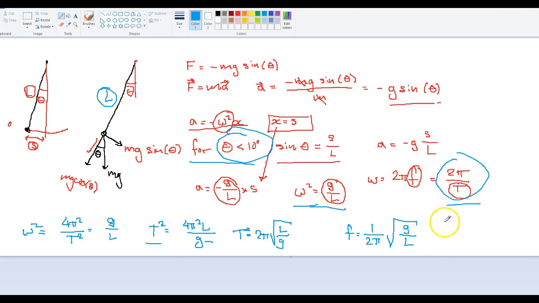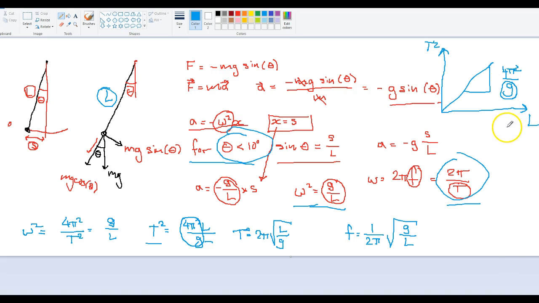we will get a graph against the length where the gradient is 4 pi squared over g. So once we know the gradient, we've just solved the gradient for 4 pi squared over g, and we can calculate the gravitational pull of whatever planet we happen to be on, presumably Earth.